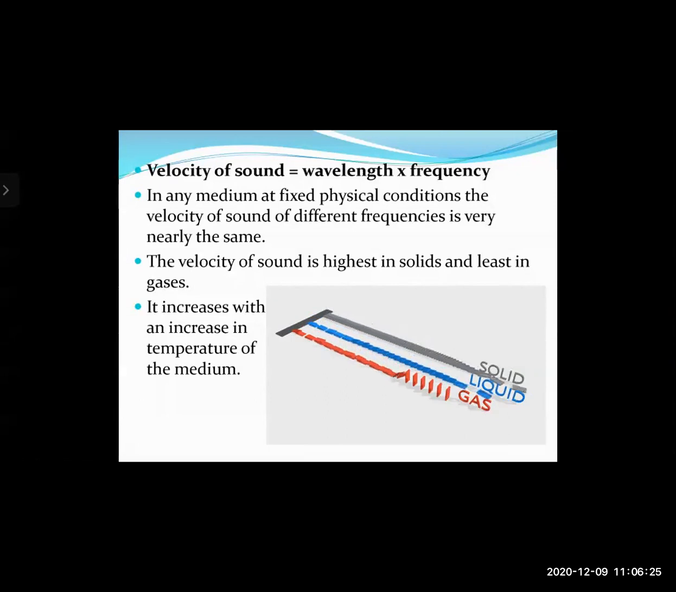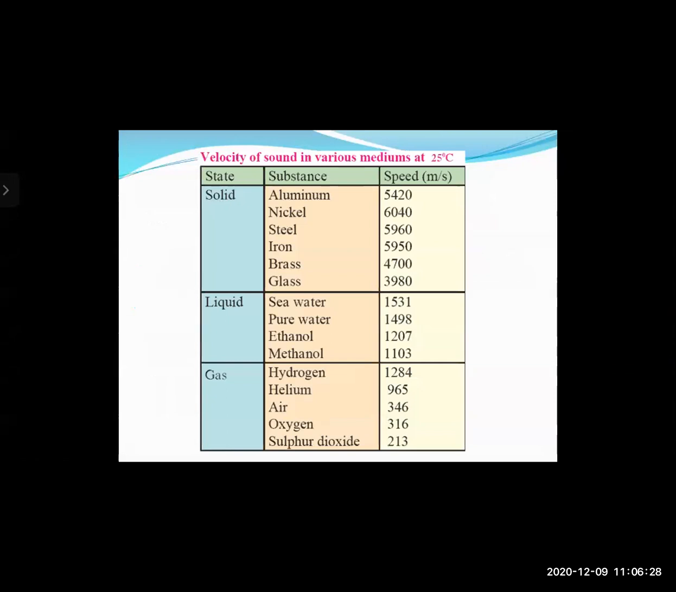Then let us go on further and understand how the velocity of sound varies in different mediums. There are certain examples given of solids, liquids, and gases here. You can see the substance aluminum: the speed of sound is 5,420 meters per second, whereas in nickel it is 6,040 meters per second. So in solids, different materials have different velocities of sound within them. Why? Because even solids have different densities, so depending upon the densities, the value of the velocity of sound will change.